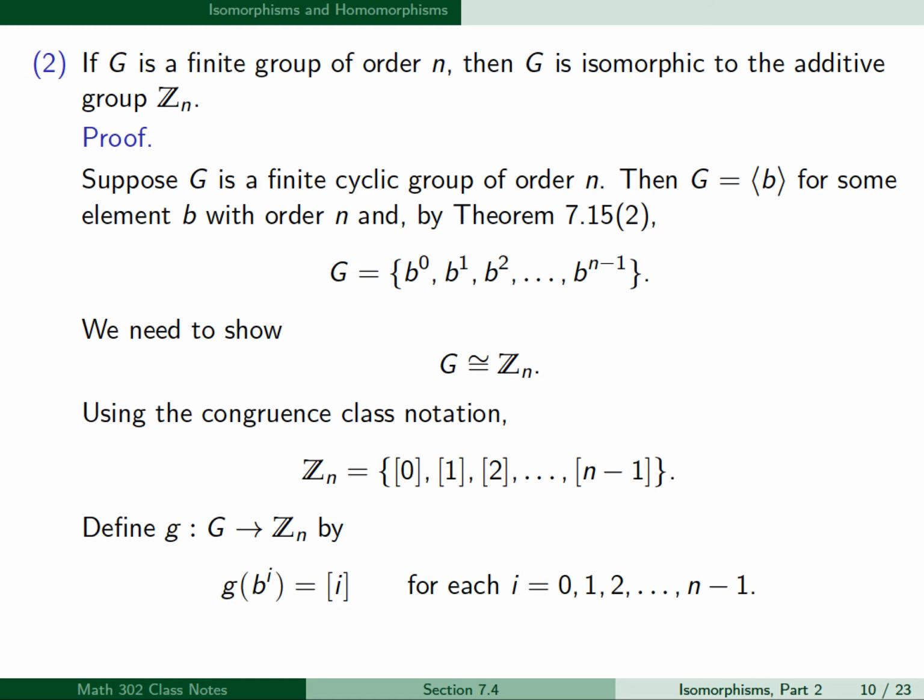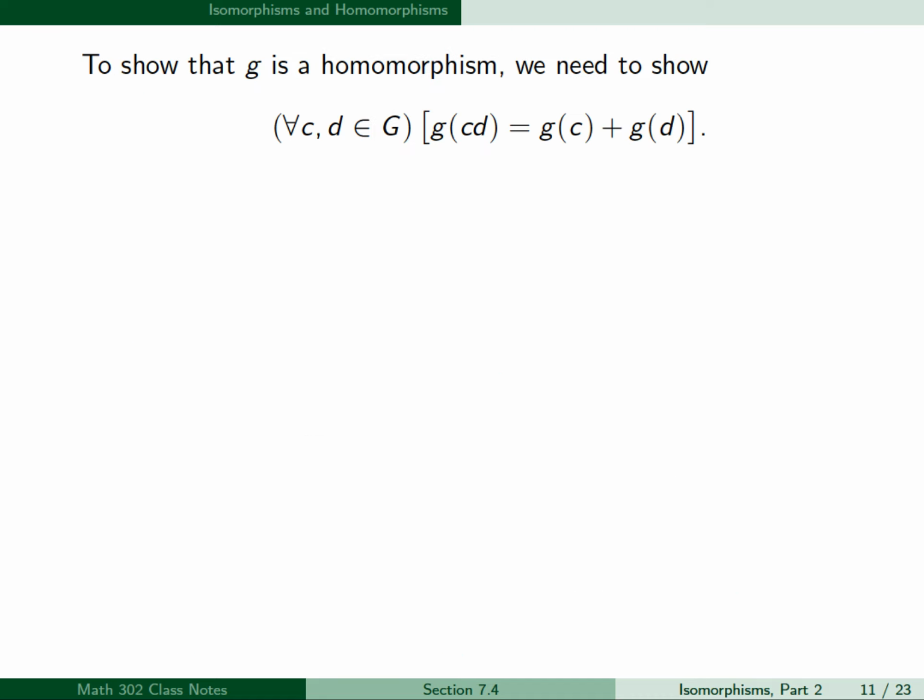And let's define g from G to Z sub n by g of b to the i power will be the congruence class of i for each integer i from 0 up to n minus 1. And we need to show then that g is an isomorphism. To show g is a homomorphism, we need to show for all c and d in G, g of cd is equal to g of c plus g of d.